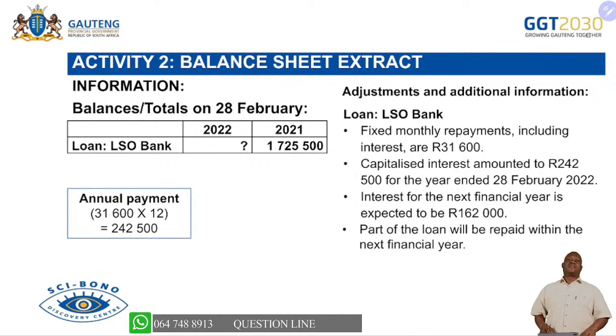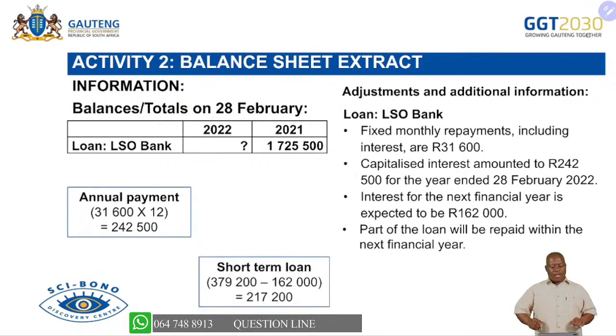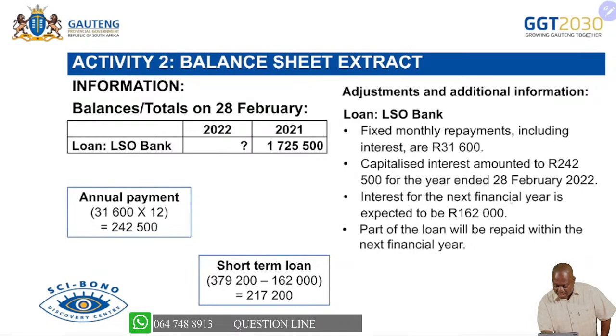And how do we find it? The capital portion is always the difference between the repayments and the interest. Because remember, the repayments are saying repayments including interest. So it's interest and what? And the capital portion. So if you want to find the capital portion, what do you say? Repayments minus interest. So short-term loan, it's simply going to be 379,200 minus 162,000, which is the amount that is expected to be repaid next year.